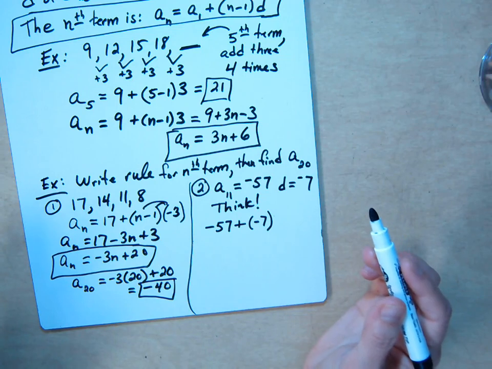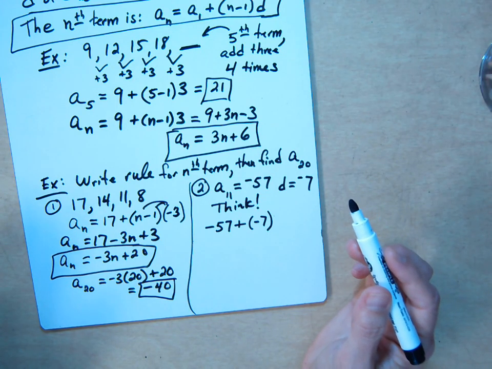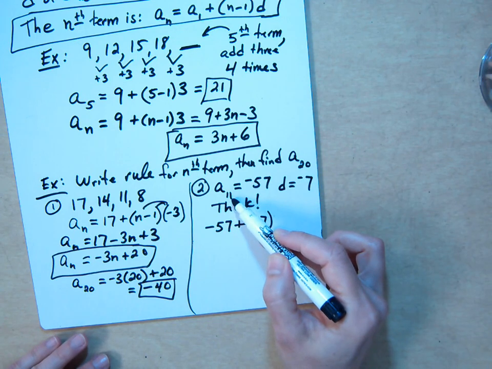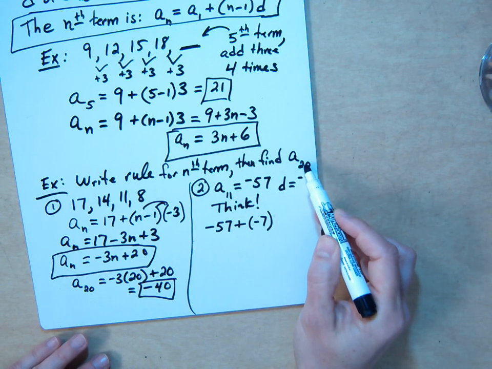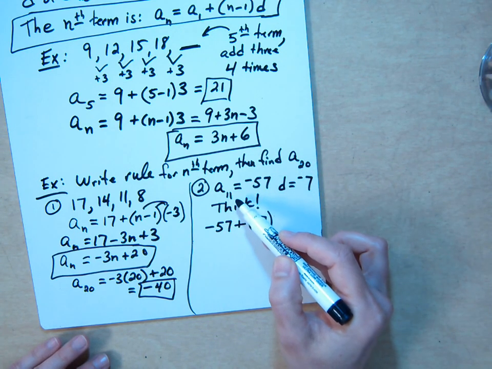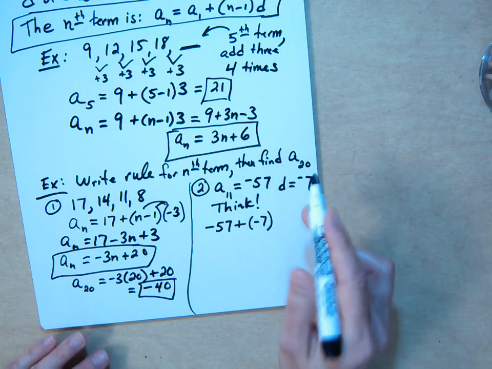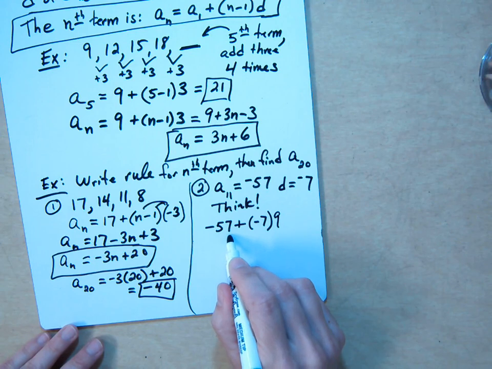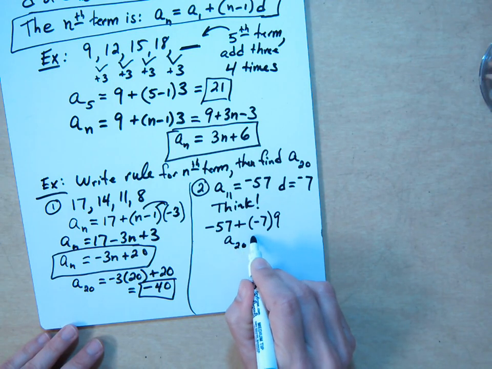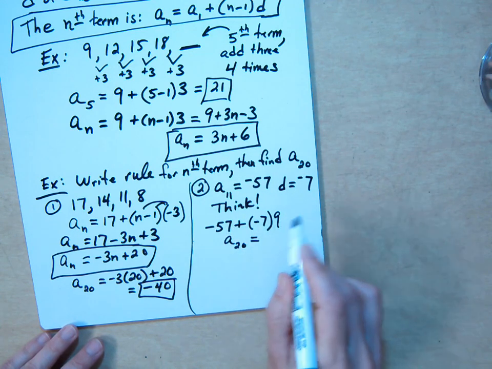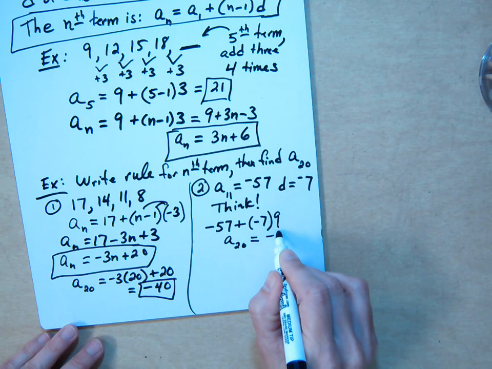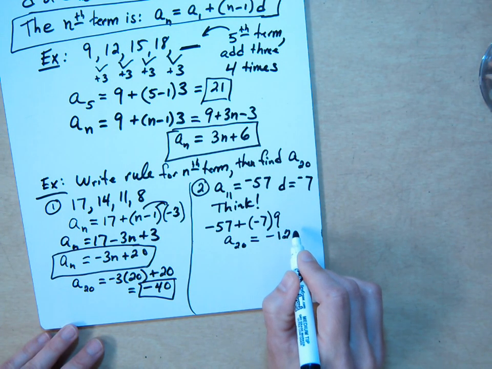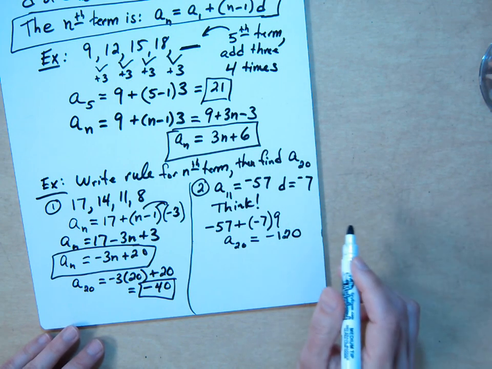Very good. 9, exactly. How do you get 9? Well, 20 minus 11 is 9. If I want to get to the 20th term from the 11th, I'm going to have to do something 9 times. So that will give me my answer for a sub 20 by just thinking about it. So a sub 20, just do this arithmetic and you'll get negative 120.